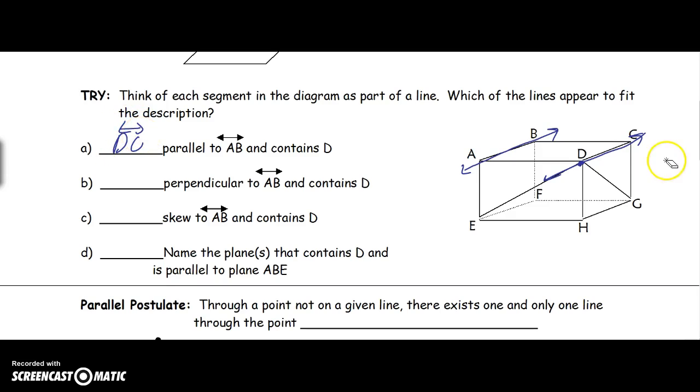Now, not every time it's going to tell you that it must contain D. Okay, so if it didn't say that, you could have said HG is parallel, EF is parallel. Those are other examples, not including G.